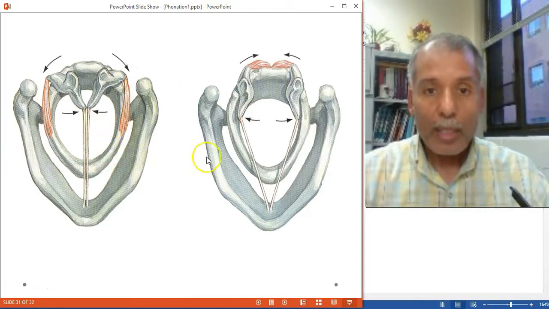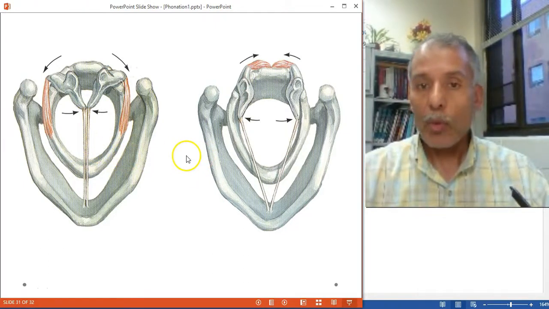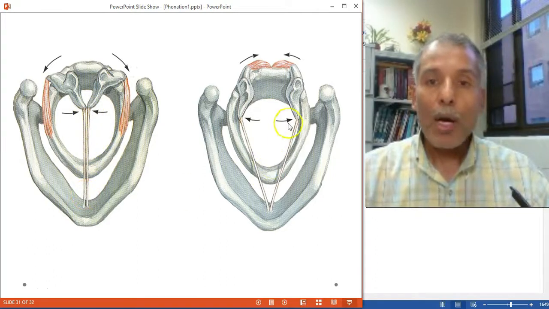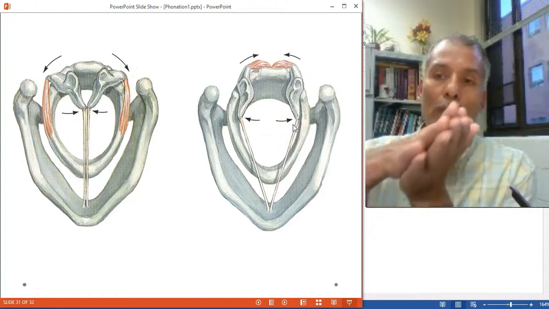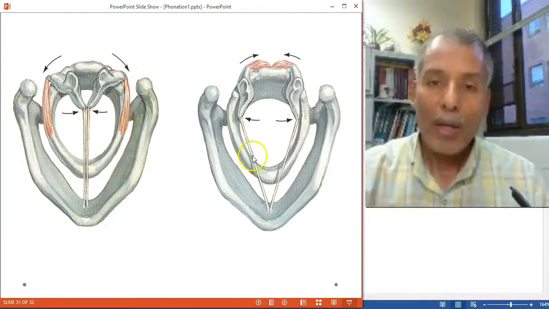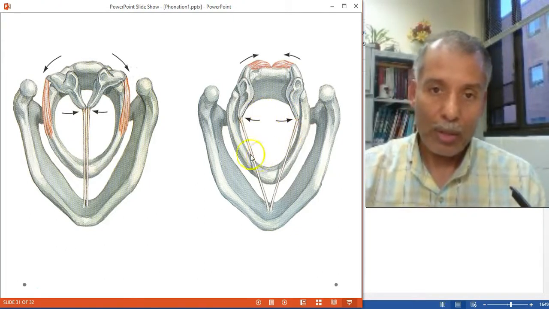Here's another ligament. I'll explain this in more detail. That ligament is part of the vocal fold. It is like a very tough string that the vocal fold sits on, so that it can stay suspended over the cricoid cartilage.